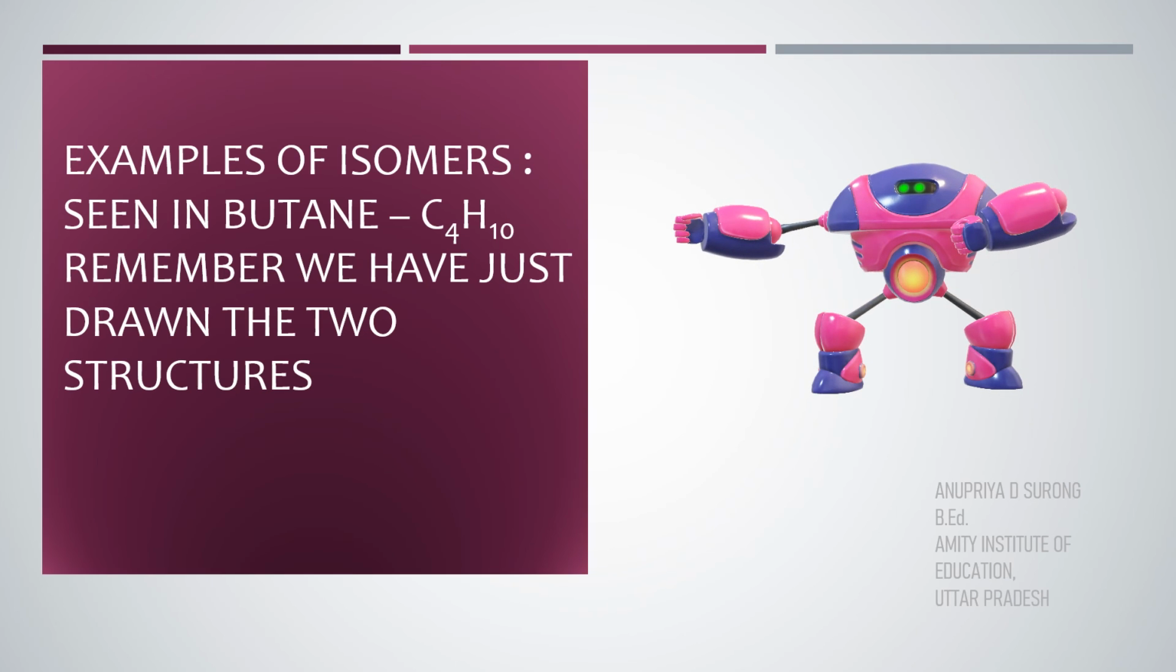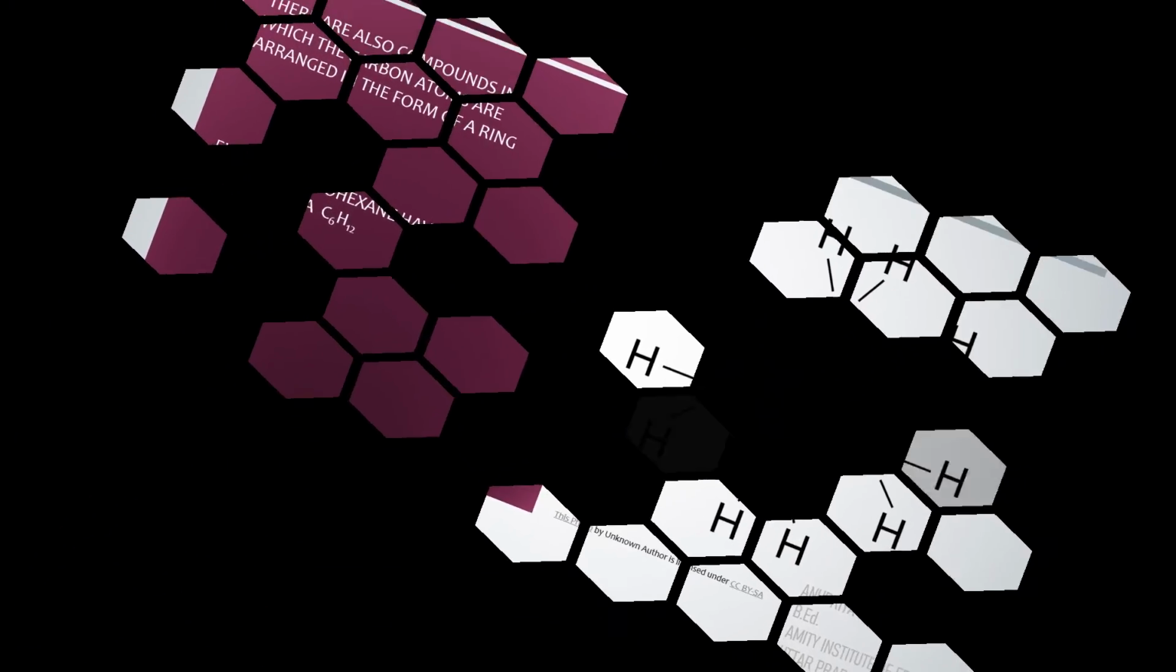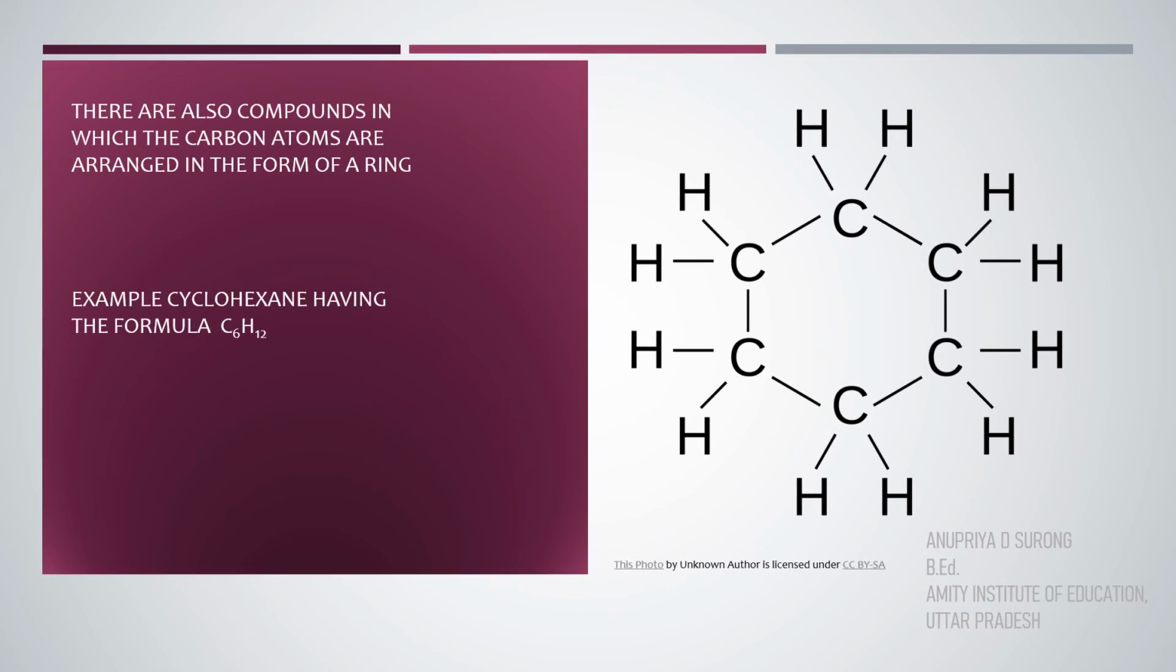So, example of isomers here is seen in butane, C4H10. Remember, we have just drawn the 2 structures. Students, there are also compounds in which the carbon atoms are arranged in the form of a ring. Can you see in the picture? The carbon atoms are arranged in the form of a ring or a cyclic structure. Such example is cyclohexane, having the formula C6H12.